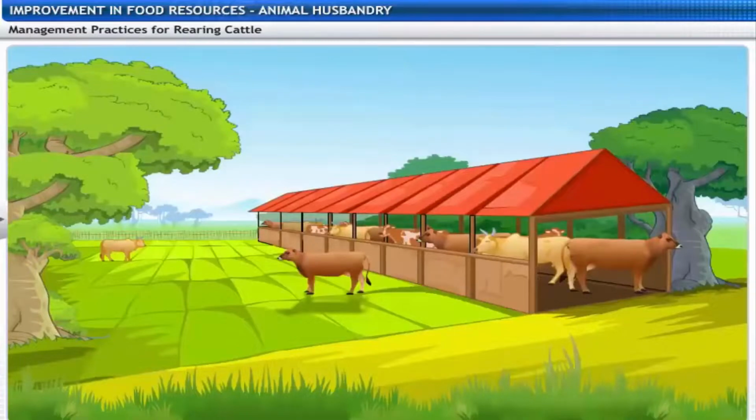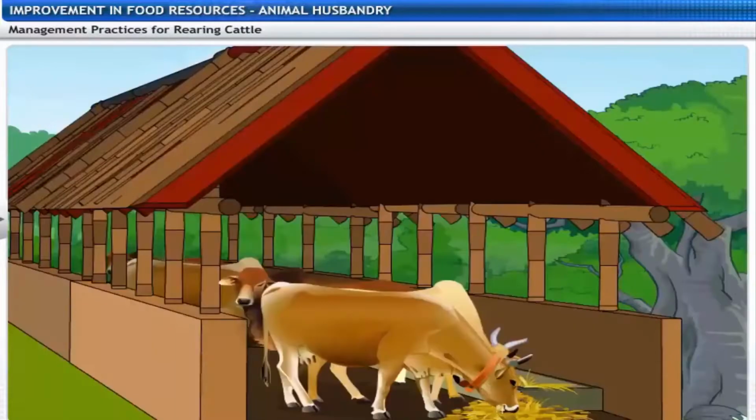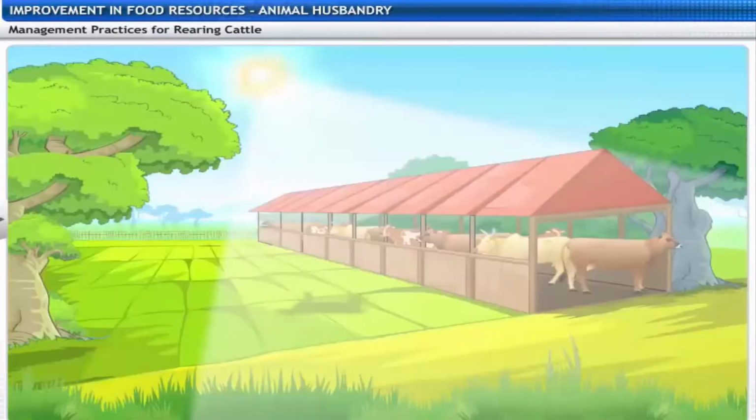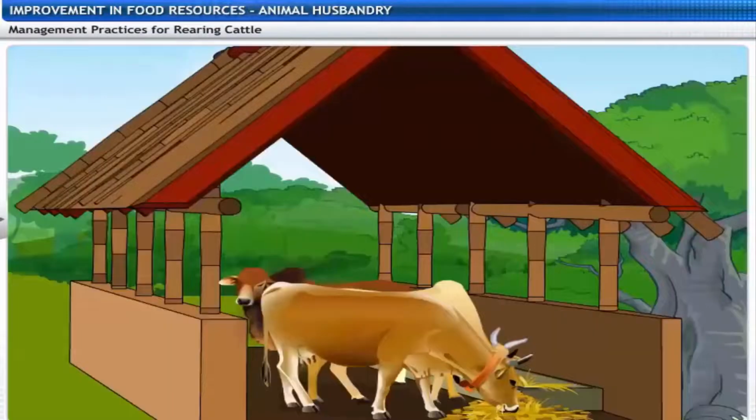Now let's follow her to see where their living quarters are. There they go. Nice shelter, isn't it? Shelter facilities include well-ventilated roofed sheds to protect cattle from rain, heat, and cold. Let's leave them to rest for a while.